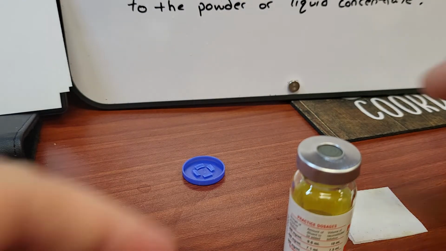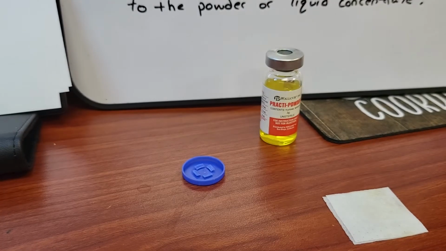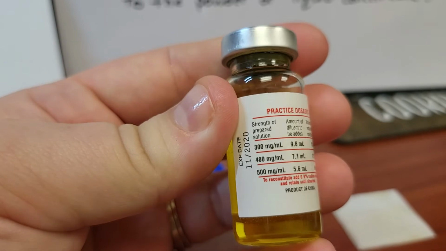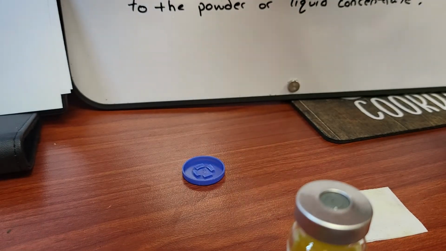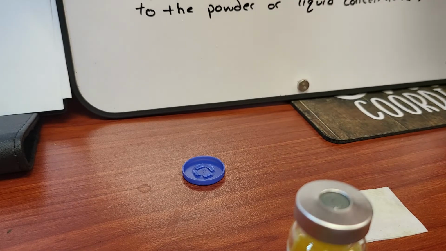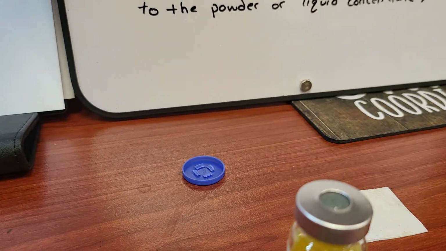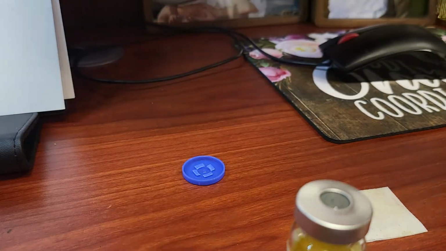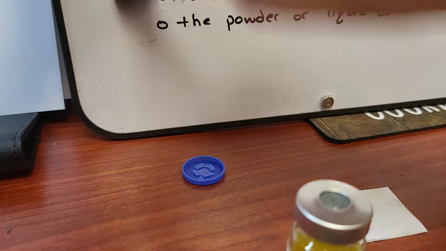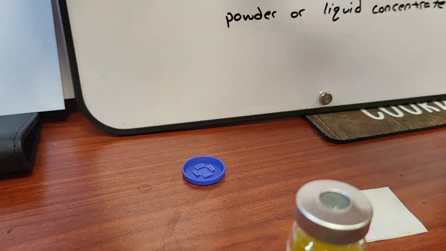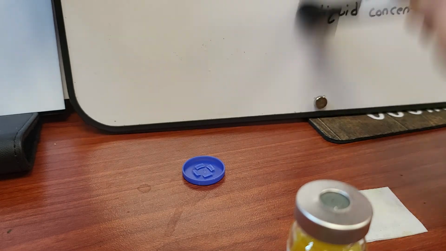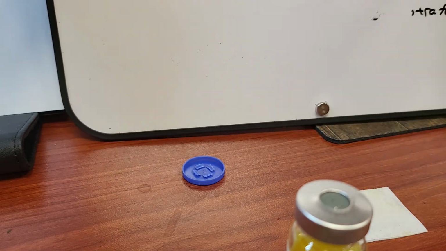Now that we did that, we're ready to draw out. So now it comes down to knowing what your order is. Again, there's no formula for reconstituting, but what does come into play is what your order is for the patient. I'm going to give you an example right now.